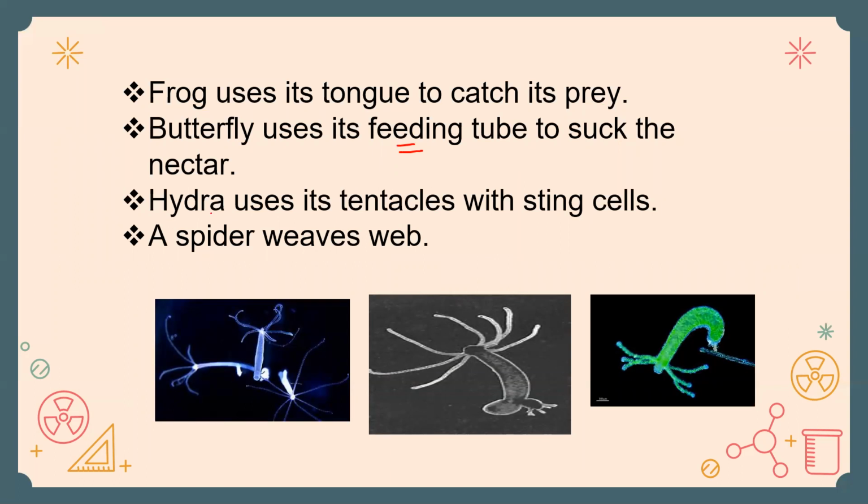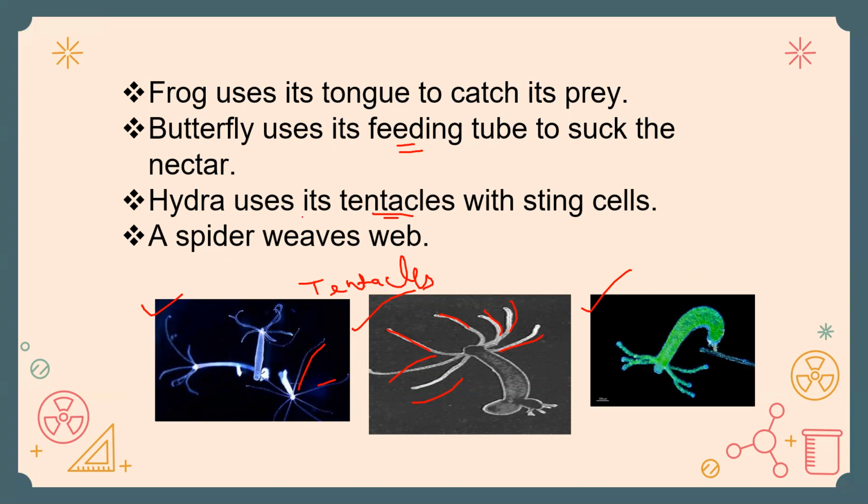Hydra. This is the Hydra. It uses its tentacles. This part is the tentacles. You can see these long things. These are nothing but the tentacles, and it kills the prey using them. It has sting cells, and then it kills the prey using these and puts it into its body cavity.